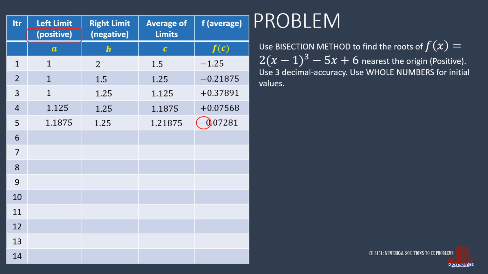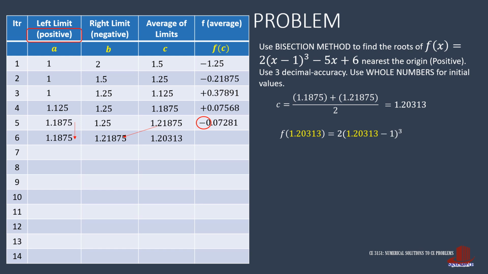With the latest f of c of negative 0.07281, we replace b with 1.21875. A remains the same at 1.1875. Take the average of the two columns. That's 1.1875 plus 1.21875 divided by 2, giving 1.20313. Have this substituted into the formula to have 0.00114.